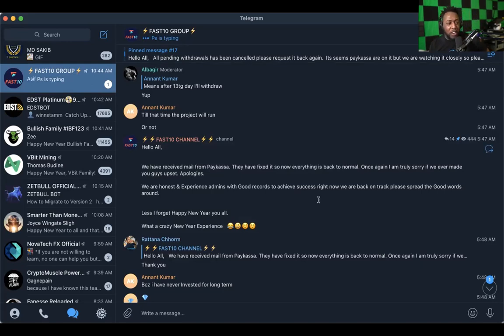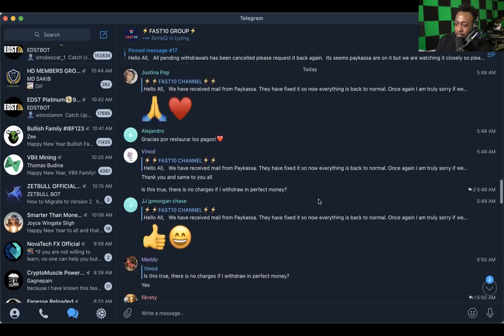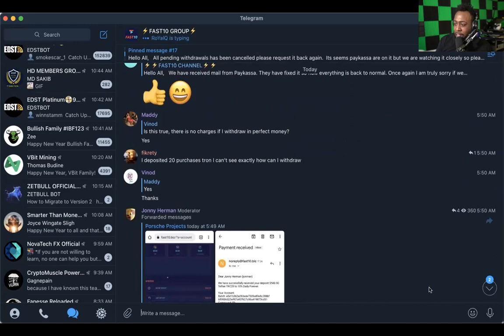There was a lot of FUD going on in the space, and it really started to dampen their start of the year. But you know what? They fixed the problem. They worked with PayCasa and figured it out.